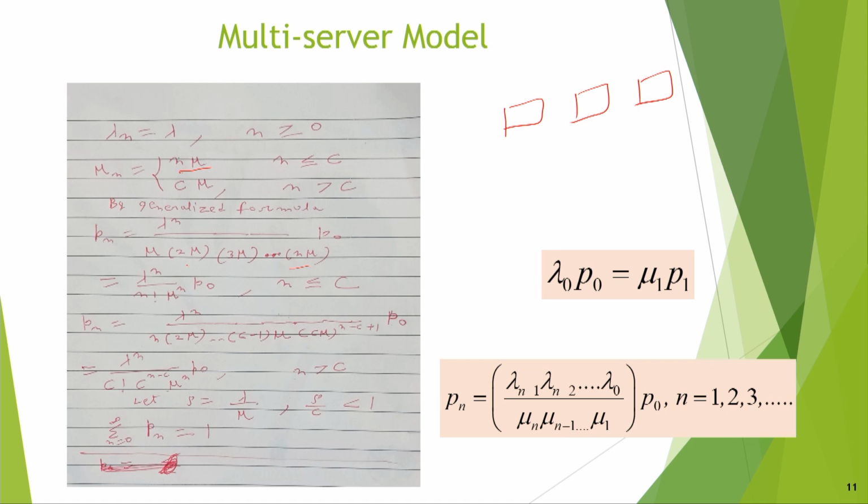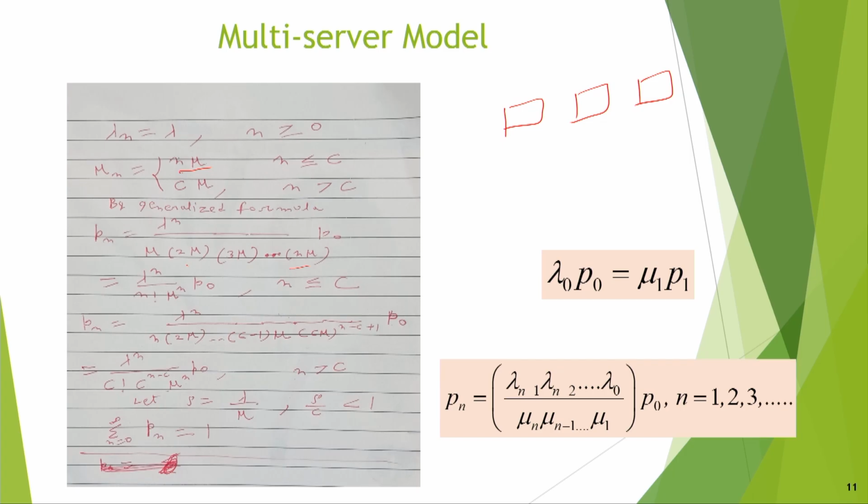We can make some notation. Suppose we say rho is equal to lambda by mu. Here of course we are saying not that rho should be less than 1, but rho by C must be less than 1 for making the system steady, because there are many channels.